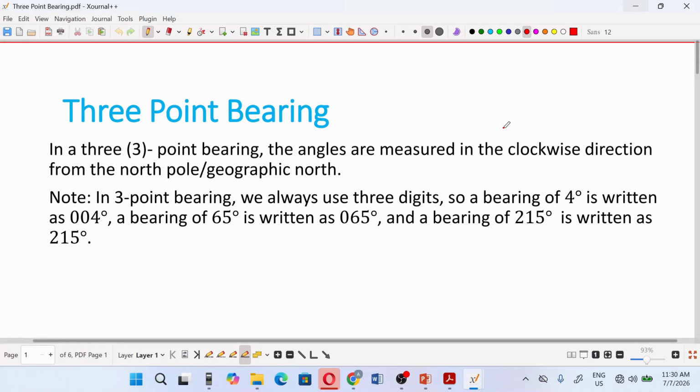Hello, my name is Malik and we're continuing our lesson on vectors and bearing. And this time, you remember, we're focusing on bearing.